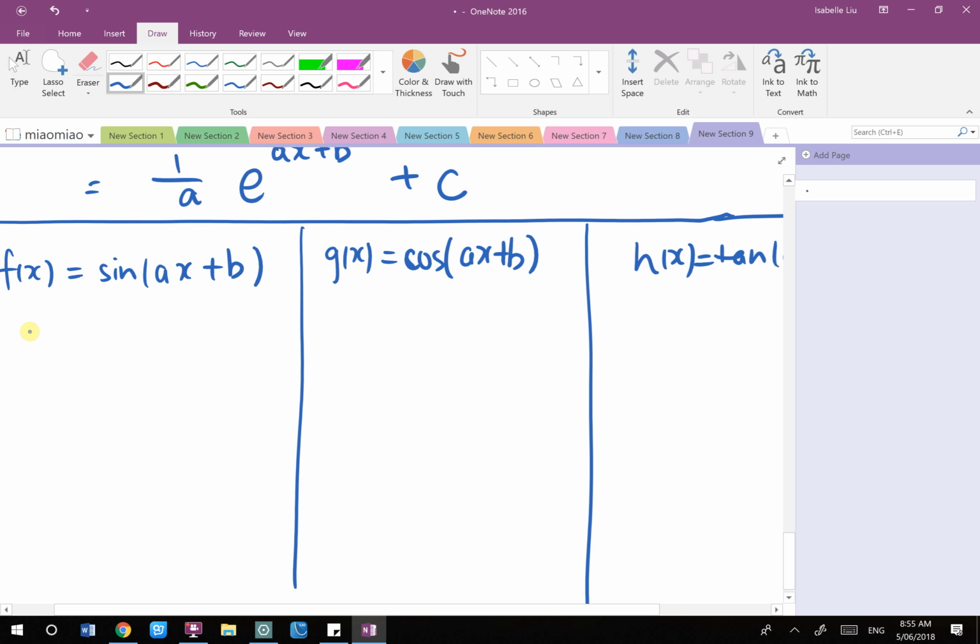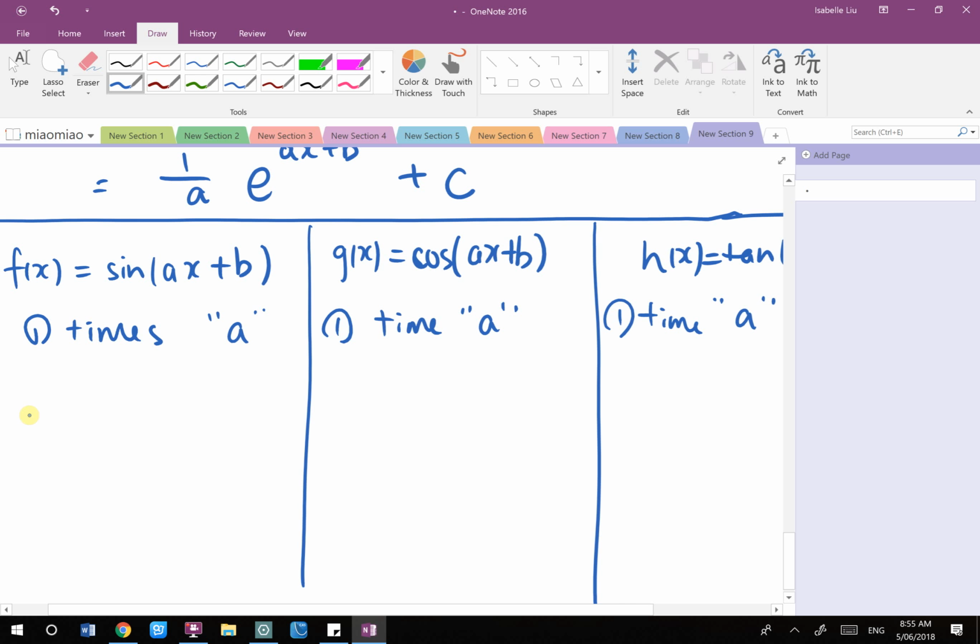Okay, the first step for all of this will be to differentiate the inner function, which is times a. It's all times by a. Second step is what? Sine will change to cos. So f dash x is a times cos(ax plus b).